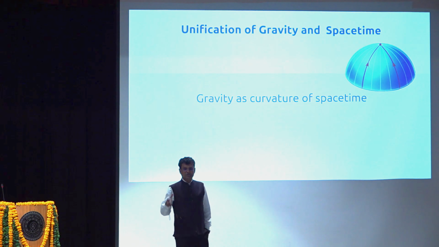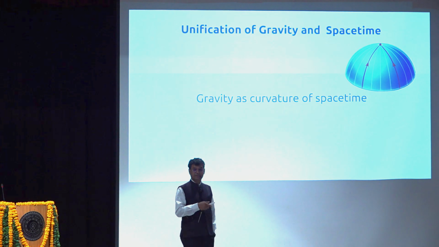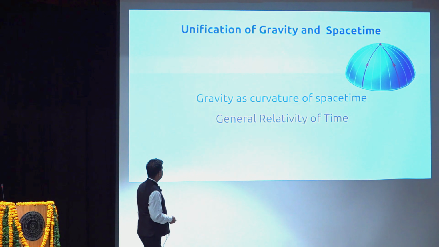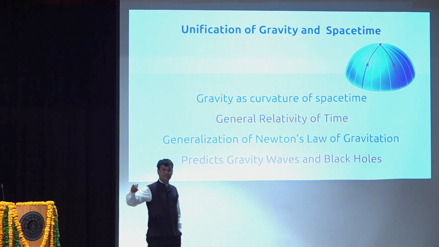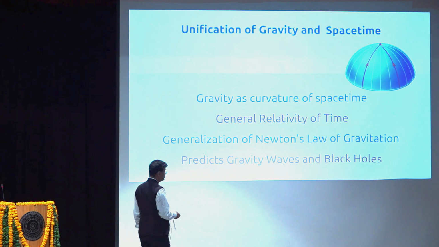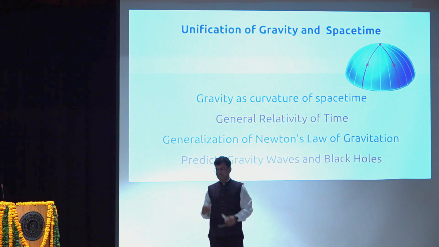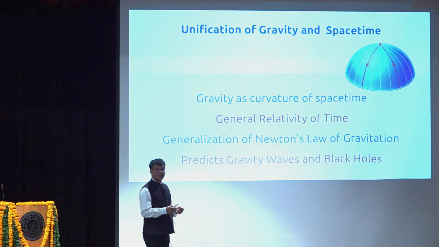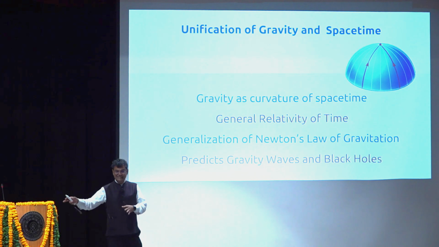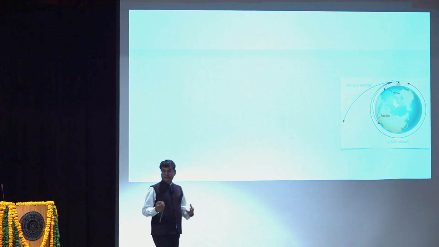Once you understand the basic concepts, the mathematics can be worked out, but the basic concept is this. So general relativity has a more generalized notion of time, that's why it's called the general theory of relativity. And it is a generalization of Newton's law of gravity. So at low speeds, it reduces to Newton's theory. If the speed of light really becomes infinite, then it reduces to Newton's law of gravity. But it predicts gravity waves, and it predicts black holes.